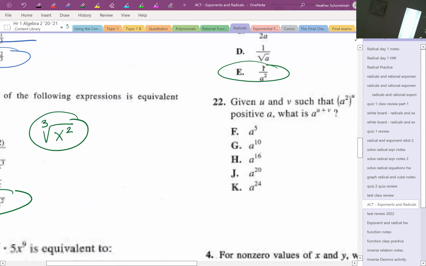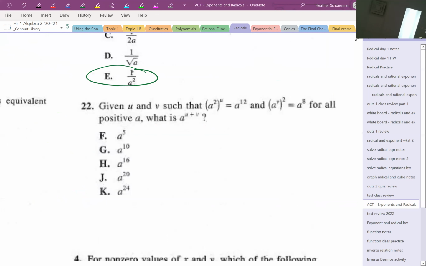Okay, number 22 looks like it's just a hot mess, but it's really much easier than you make it out to be. So the goal is to figure out what a to the u plus v is. So we know it's going to be a to the something. So we somehow need to know what u plus v is. So let's look at each one of these things. So in the first one, it says a to the second power raised to the u is 12. Well, this is power to a power, and we know power to a power means you multiply the exponents. So to get that answer, they took 2 times u and got 12. Well, we can easily see then u has to be 6.